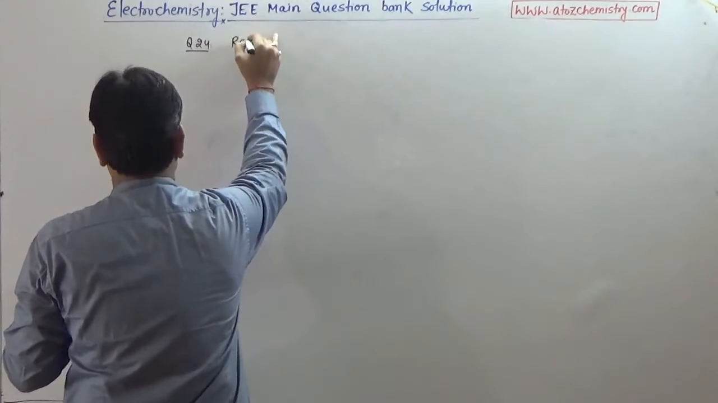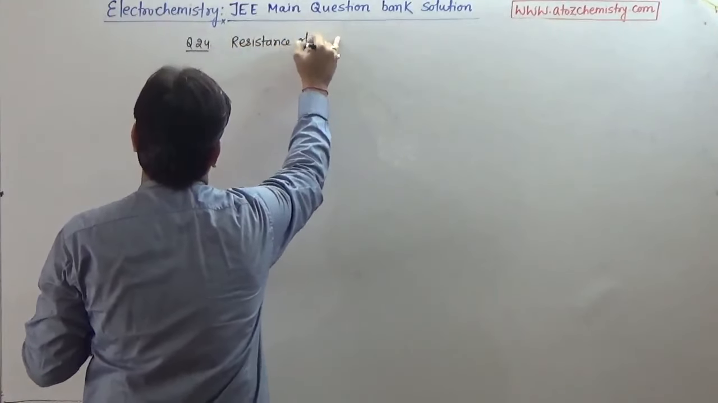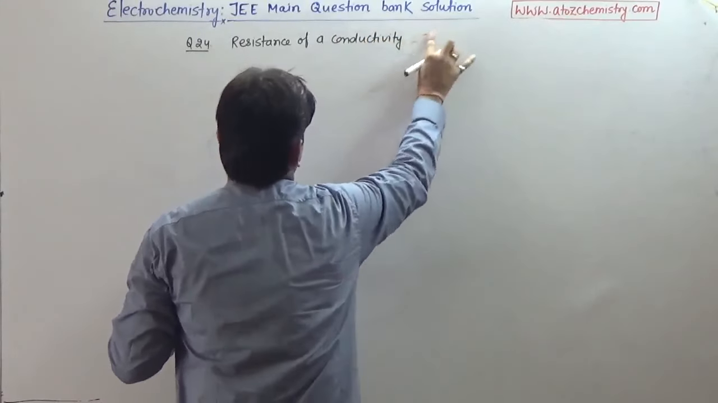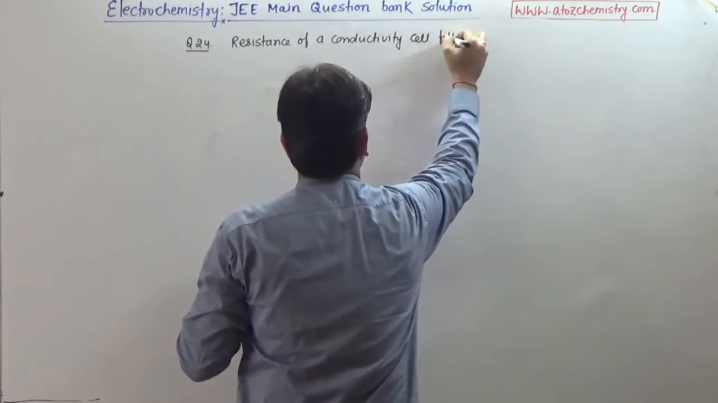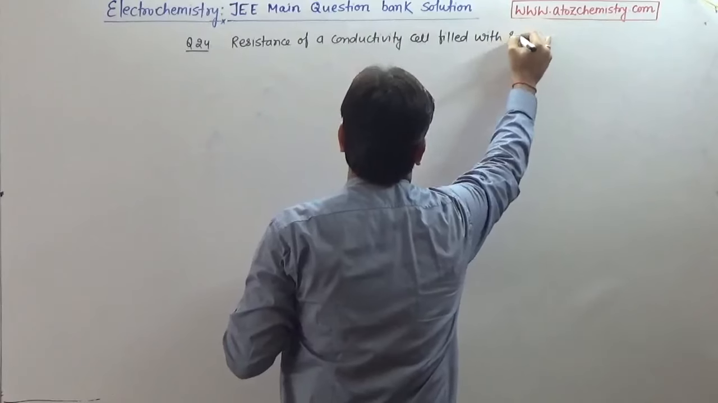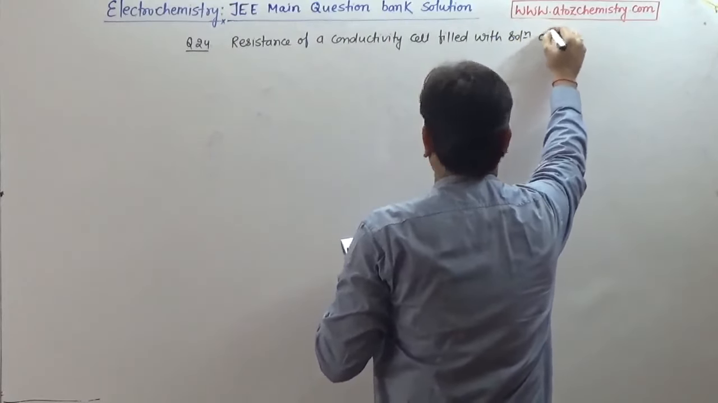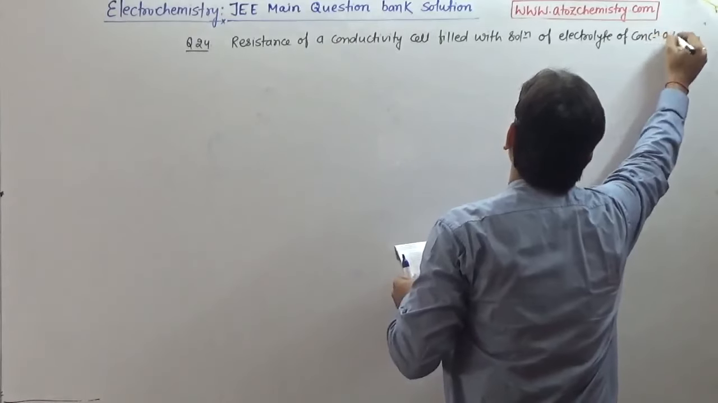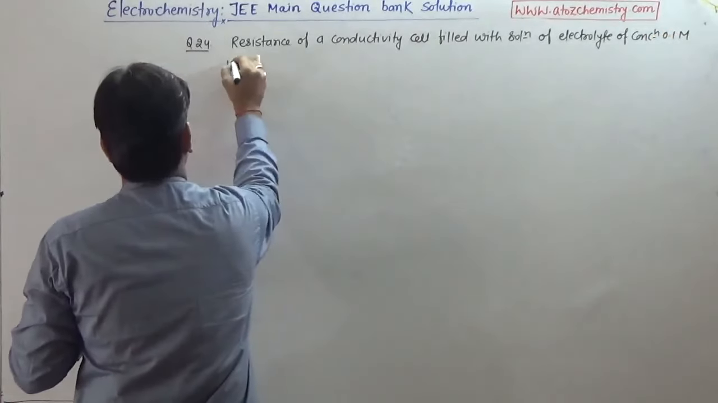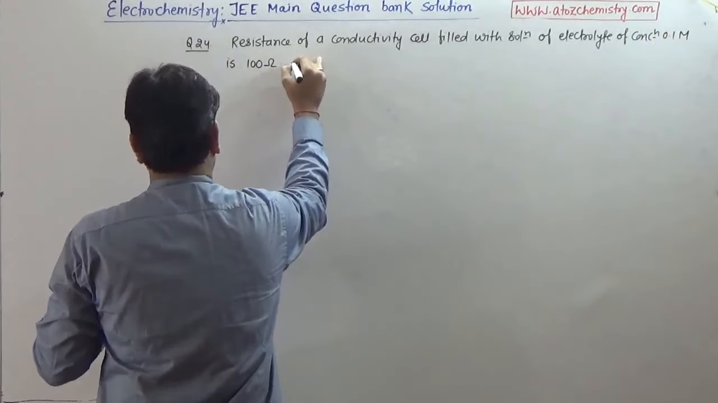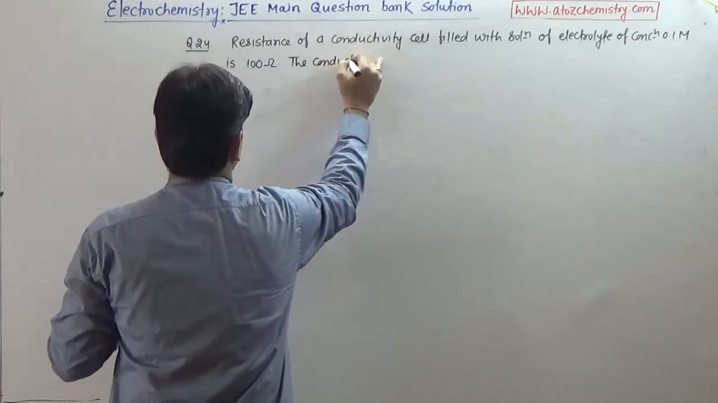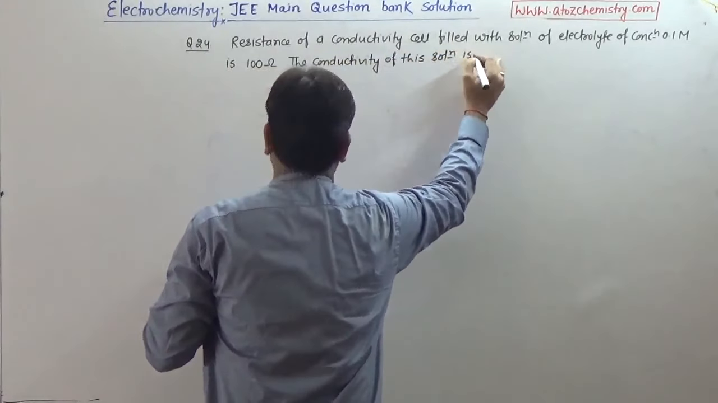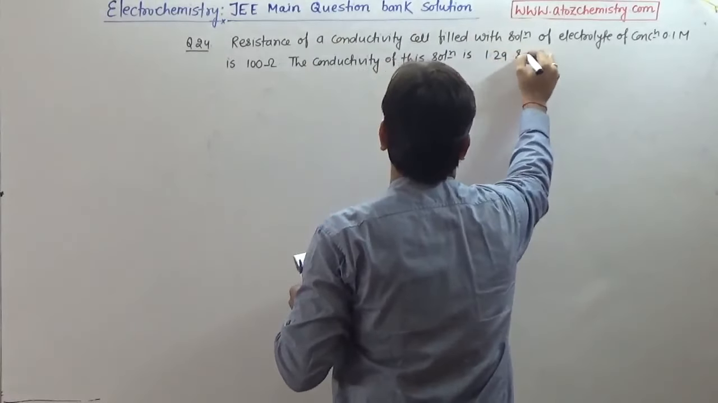This question is: resistance of a conductivity cell filled with solution of electrolyte of concentration 0.1 M is 100 ohm. The conductivity of this solution is 1.29 Siemens meter inverse.